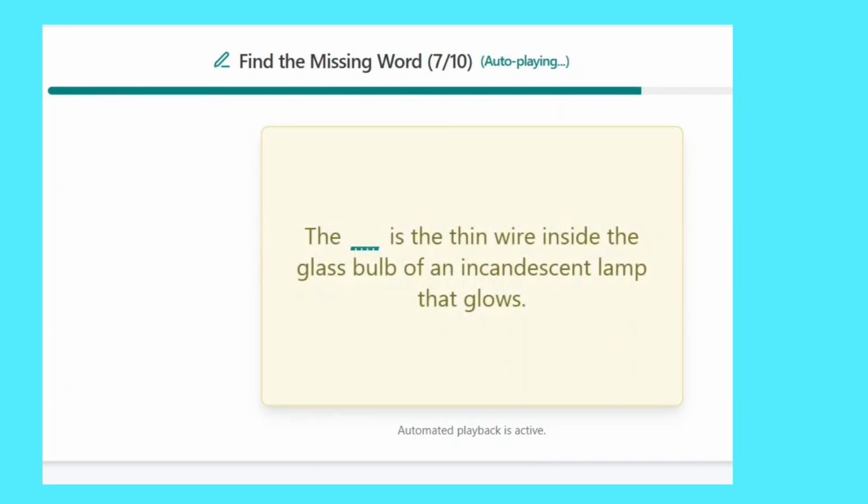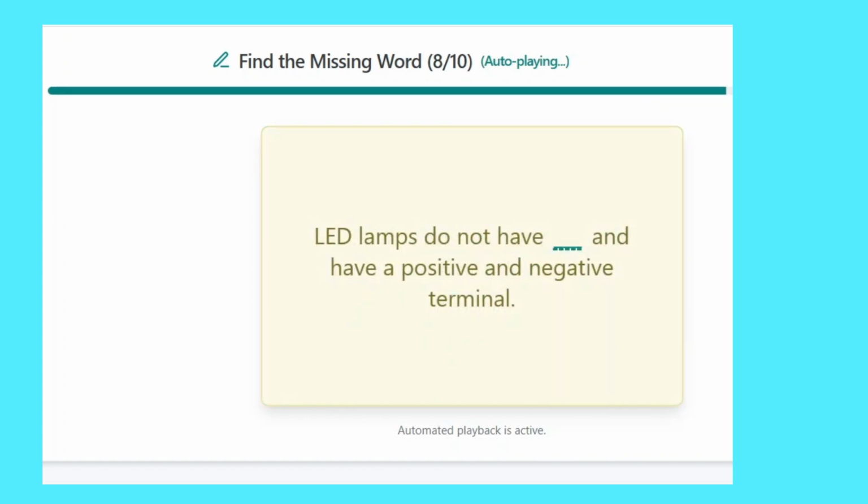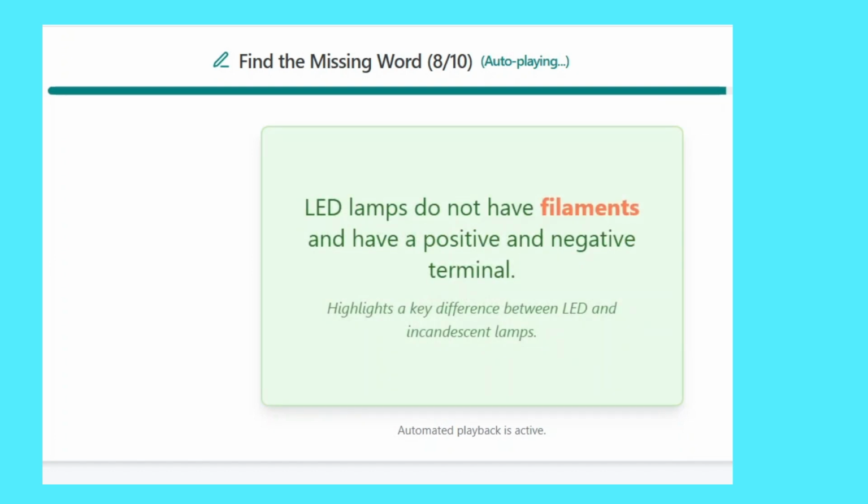The dash is the thin wire inside the glass bulb of an incandescent lamp that glows. Filament. Explanation identifies the glowing part of an incandescent bulb. LED lamps do not have dash and have a positive and negative terminal. Filaments. Explanation highlights a key difference between LED and incandescent lamps.